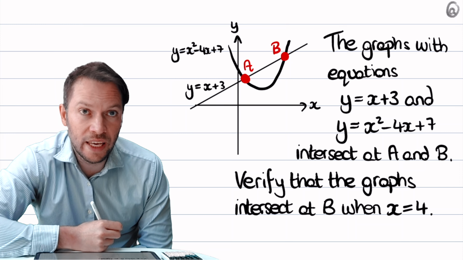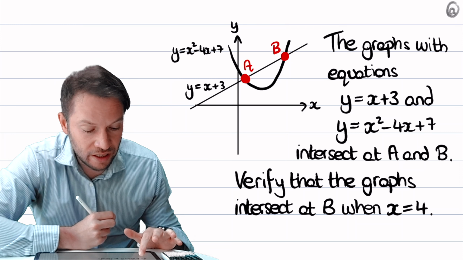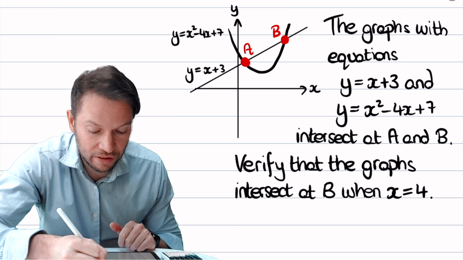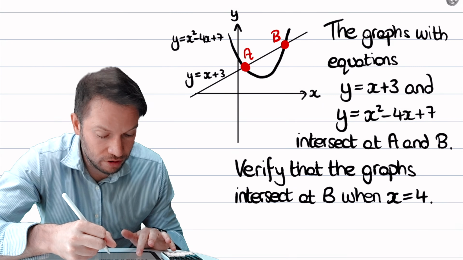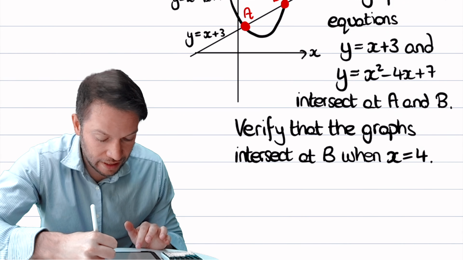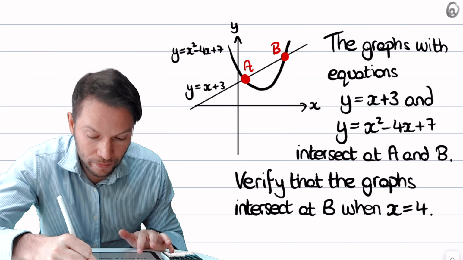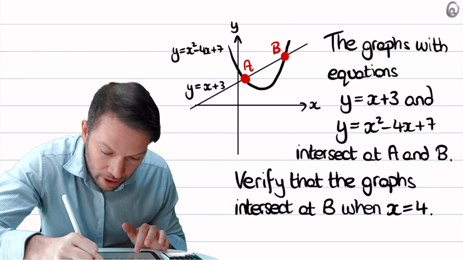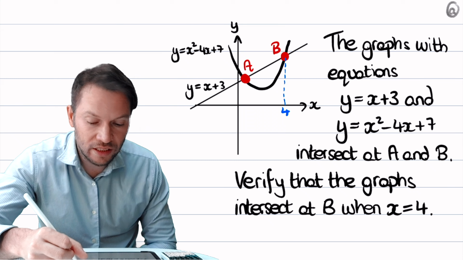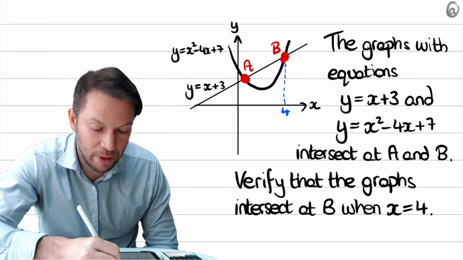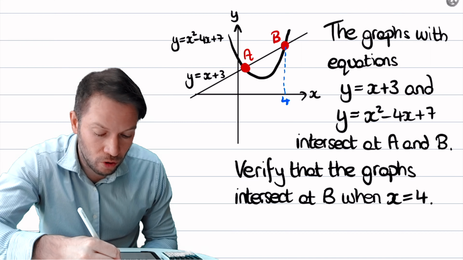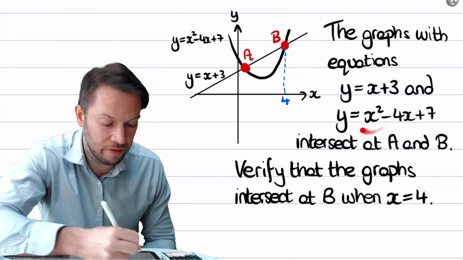Now, in this first video, we're going to keep it relatively simple, and we're just going to have this idea of if you've got a point that lies on both graphs, it must satisfy both equations. Now, we're told that these graphs intersect at A and B, and we want to verify that the graphs intersect at B when x is 4. So when x is 4 here, we need to verify that this point here, B, lies on both the graphs, so it's where the graphs intersect. So all we need to do is substitute that 4 into both of these equations and verify it works.